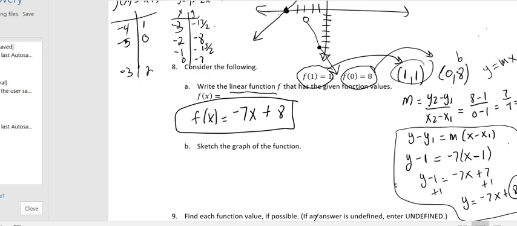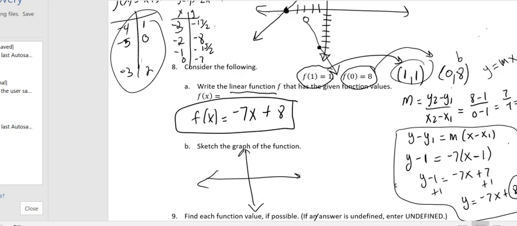Sketch the graph. You can use a table like we did up here, or you can use the slope and the intercept. So 8, 6, 7, 8 is right here. And then the slope, I'm going to go down 7 and to the right 1. Okay. So 1, 2, 3, 4, 5, 6, 7. And then to the right 1.